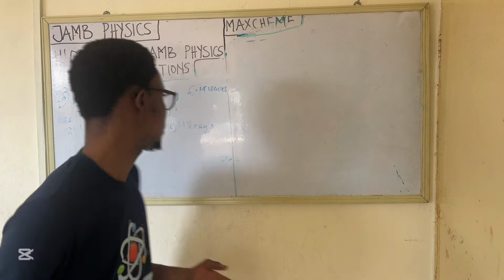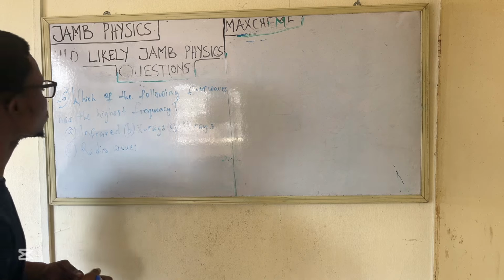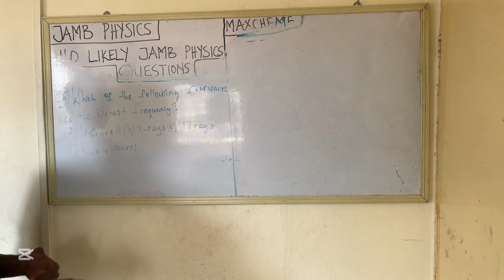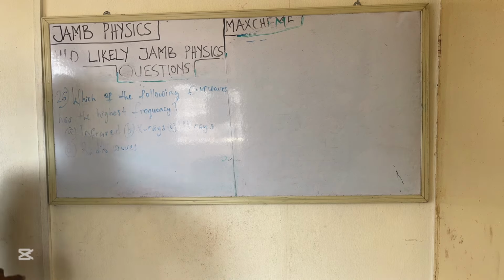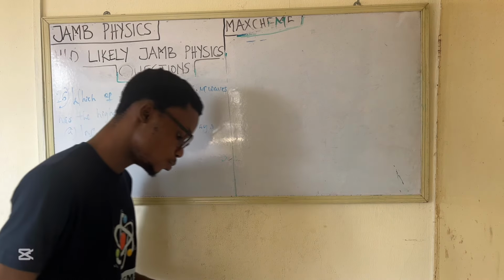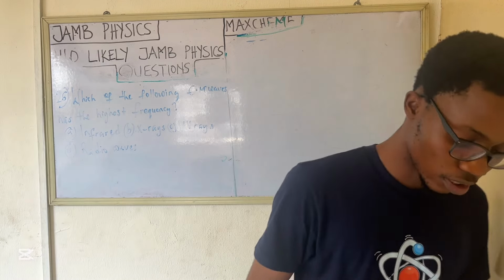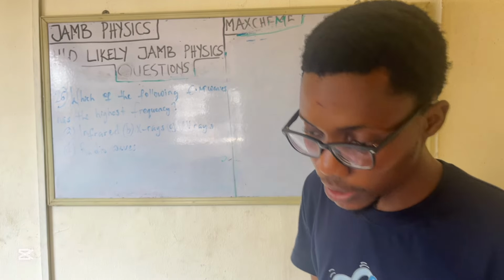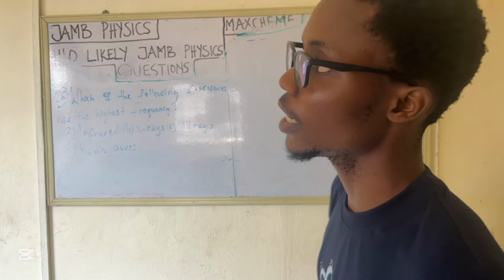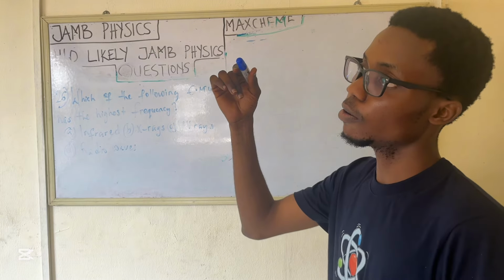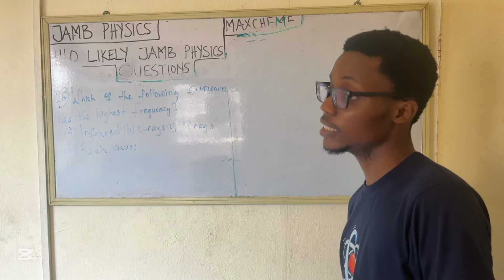Question 26. Which of the following electromagnetic waves has the highest frequency? A. Infrared, B. X-rays, C. UV rays, D. Radio wave. Now I'm going to give you what we call the electromagnetic spectrum, the way they are arranged. These arrangements have to do with decrease in the wavelength and increase in frequency.